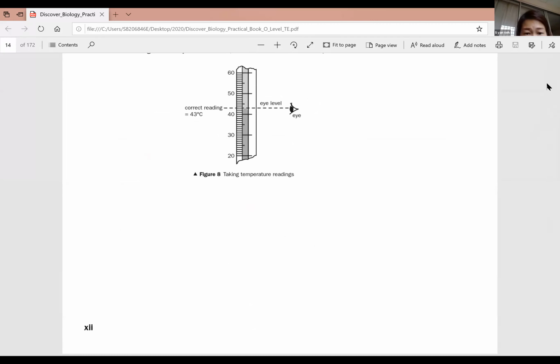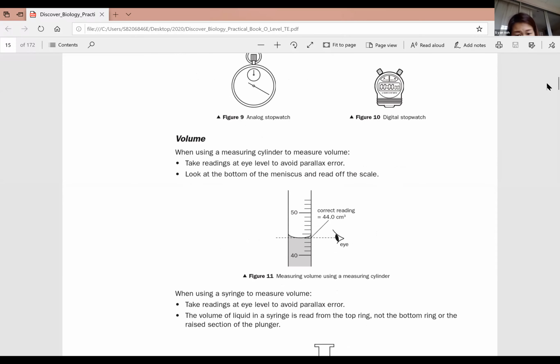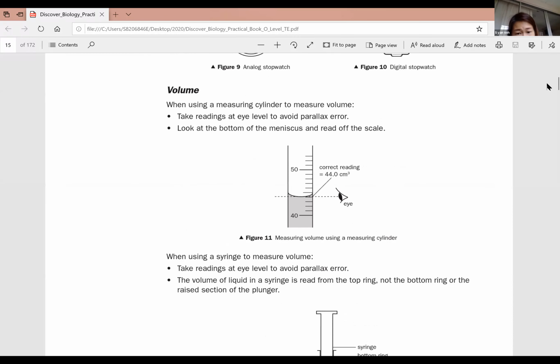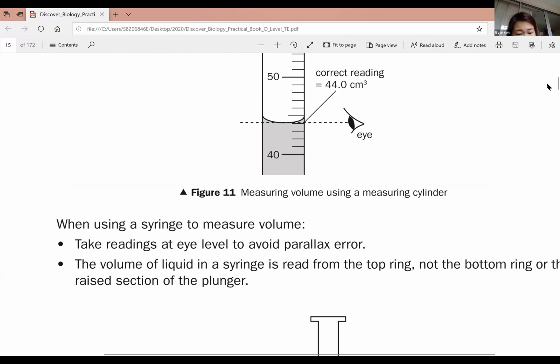For the thermometer, let's say there's a reading of 43 degrees Celsius. When you record the reading in your practical, you must have one decimal place: 43.0. Stopwatch as well. Can you see this example of the volume? Measuring at eye level, 44.0, at the bottom of the meniscus.